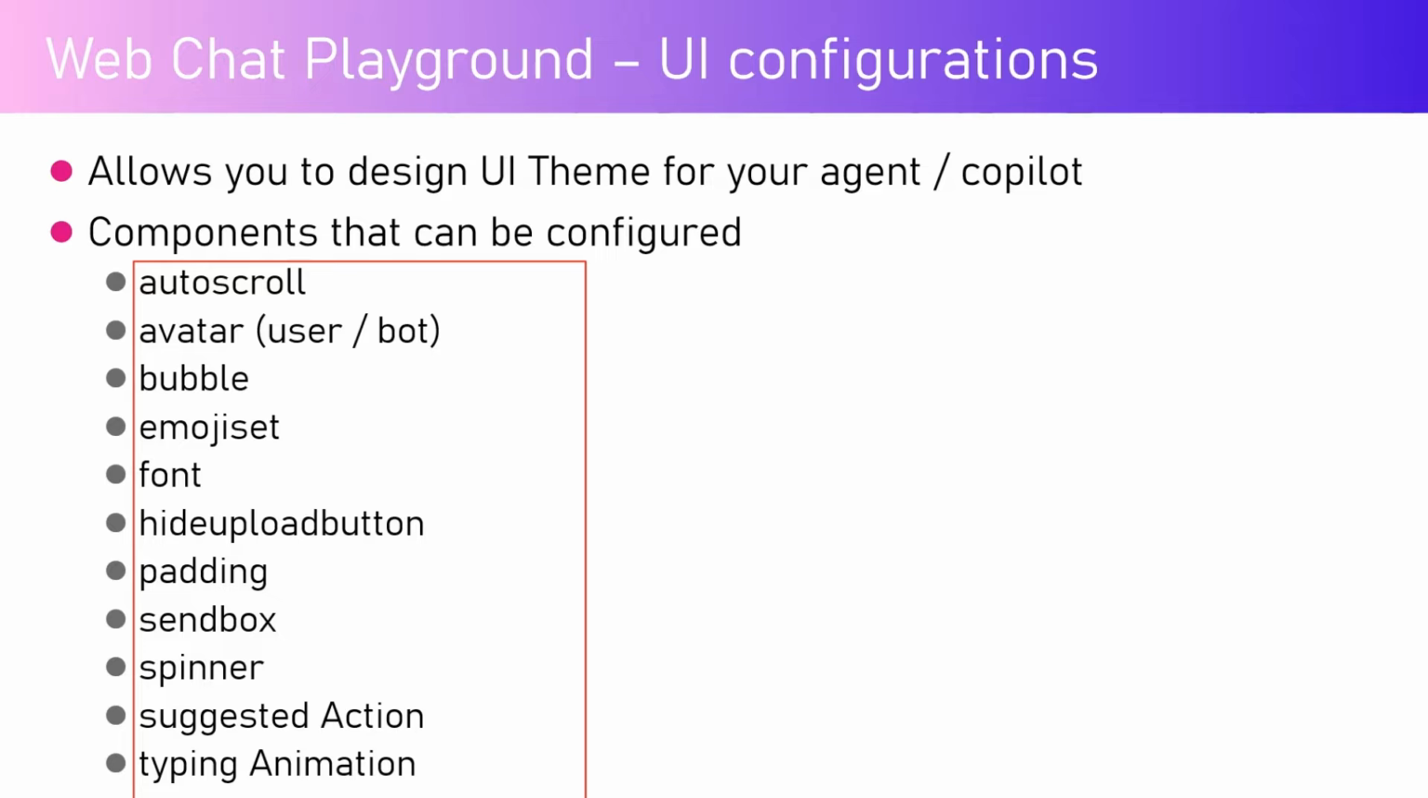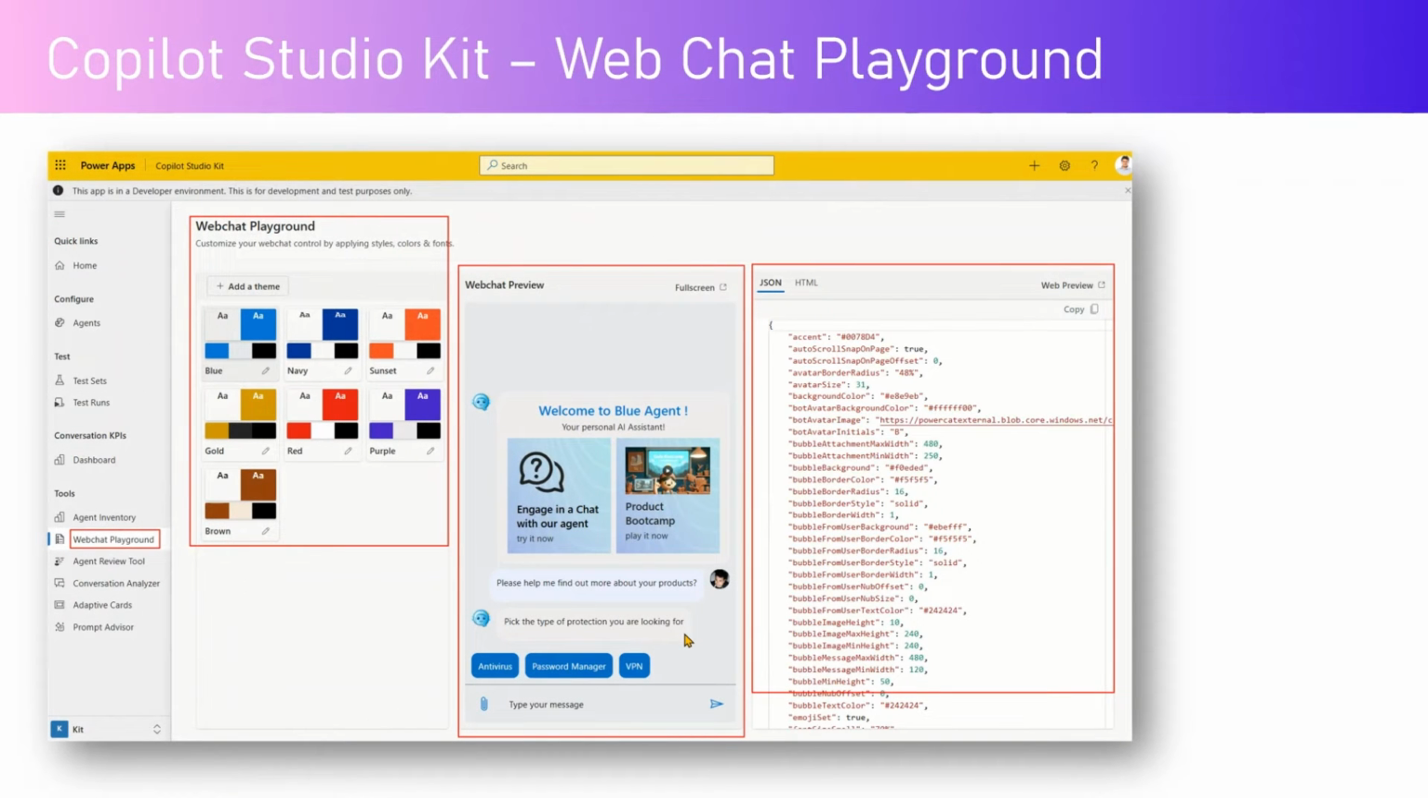Now, the agent pane has avatars, it has a bubble, it has an emoji set, there are some fonts set for that specific interface, upload button configuration, padding, then there is a sendbox, then there is a spinner to show the busy activity while performing the response fetch. And also, there are items related to typing animation and suggested action. So we are going to see all these things in this particular demonstration.